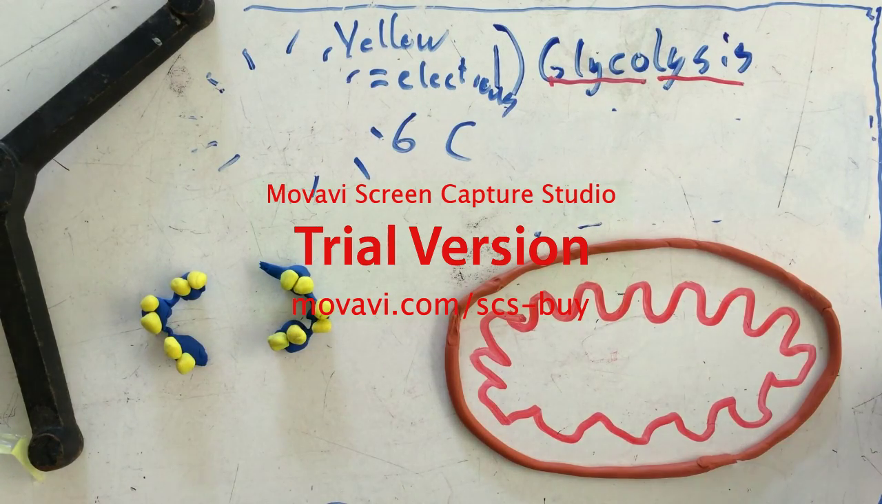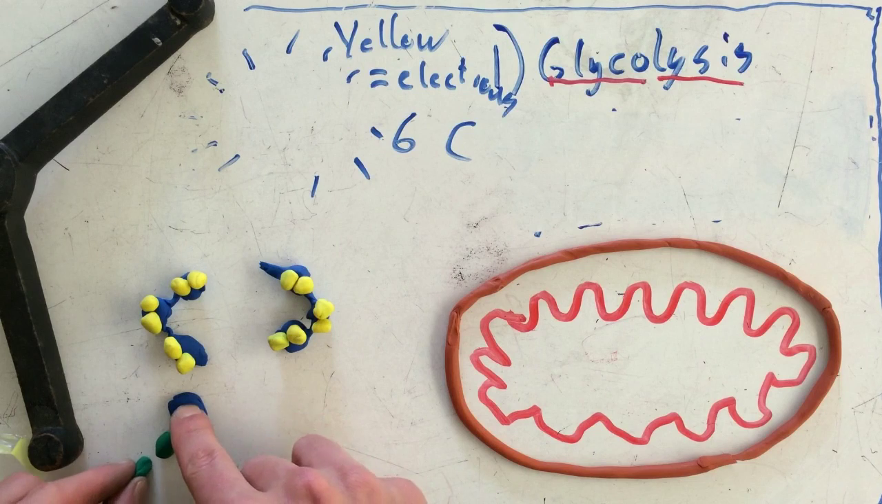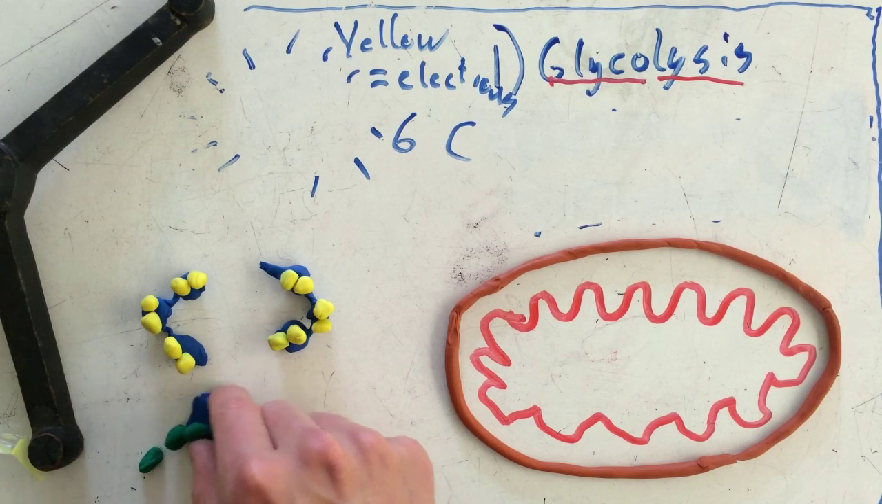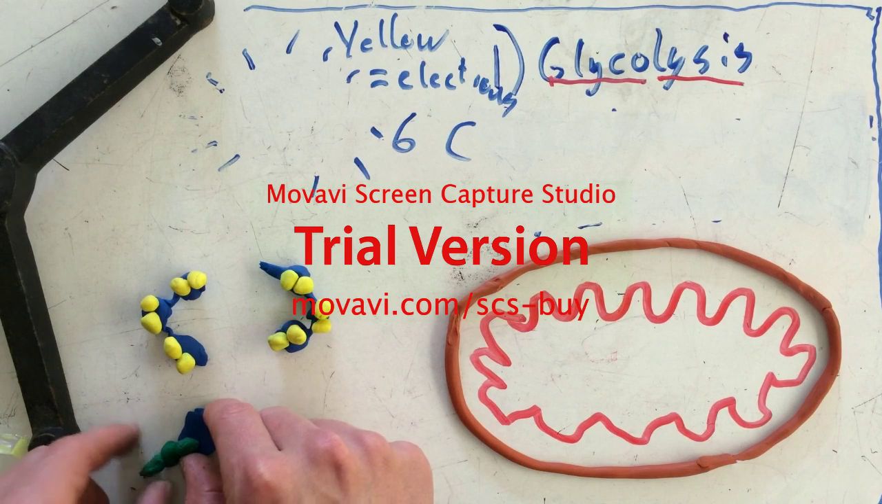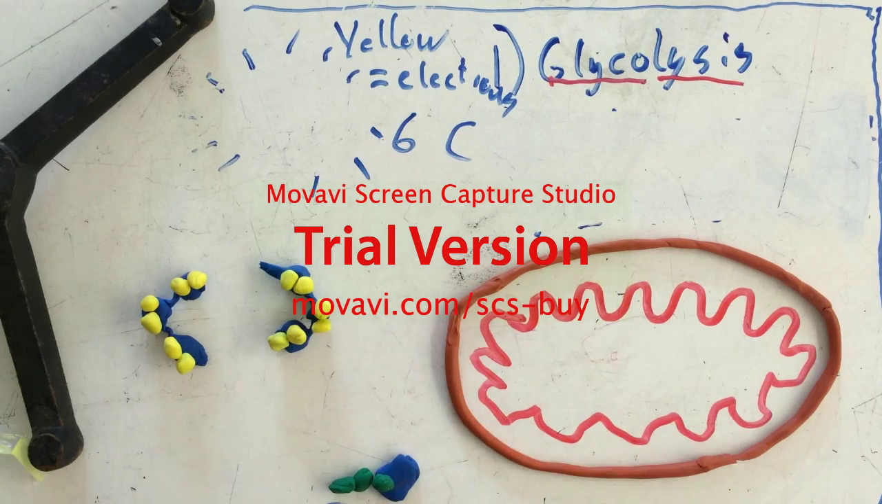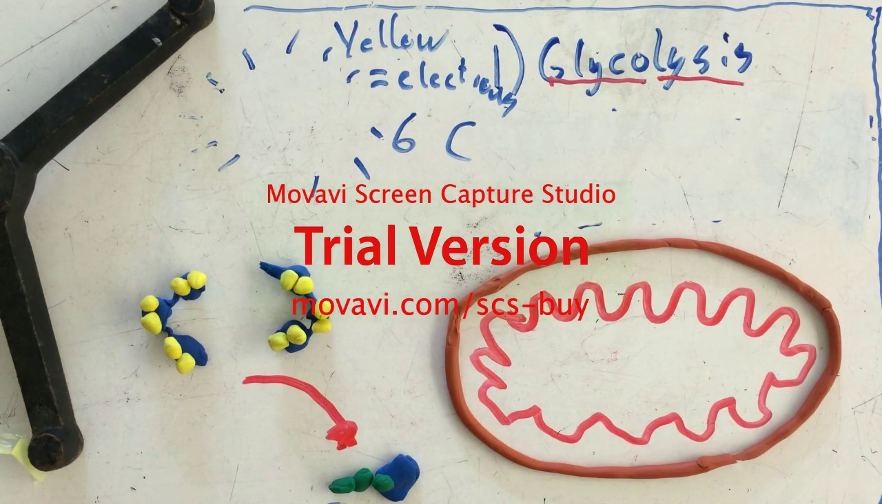Now, the energy released when this is split in half is enough to take an ADP and force a phosphate onto it. Like that. So you now have a molecule of ATP.